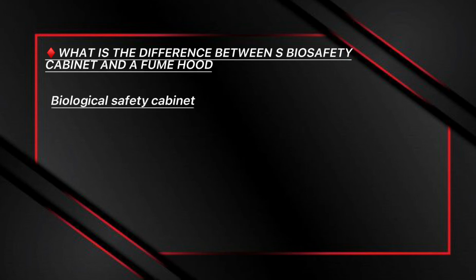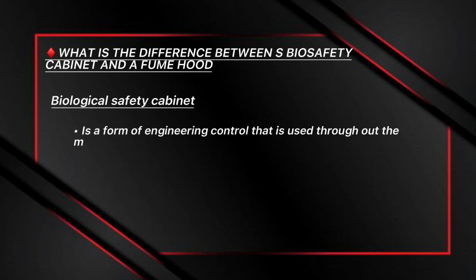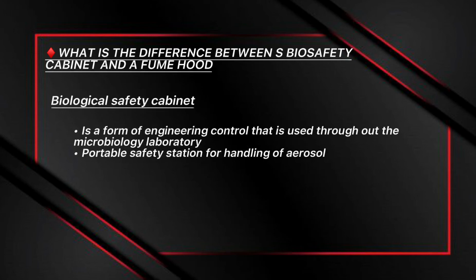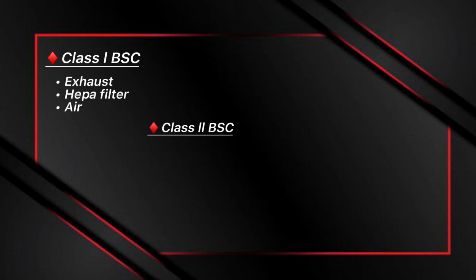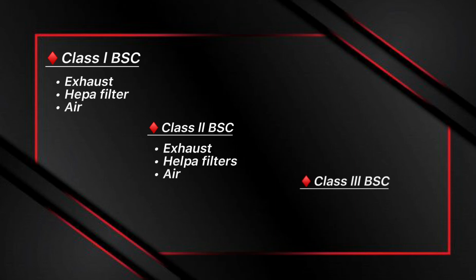A biological safety cabinet is a form of engineering control that is used throughout the microbiology laboratory, a portable safety station for handling of aerosols and particles, and it provides laboratory personnel protection. Class 1 biosafety cabinet: exhaust, HEPA filter, and air. Class 2 biosafety cabinet: exhaust, HEPA filters, and air. Class 3 biosafety cabinet: exhaust, filter, and gloves.